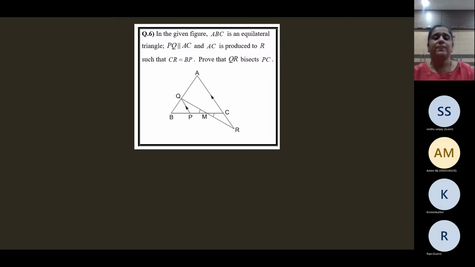Okay, we are moving on. In the given figure, ABC is an equilateral triangle. PQ is parallel to AC. And AC is produced to R.